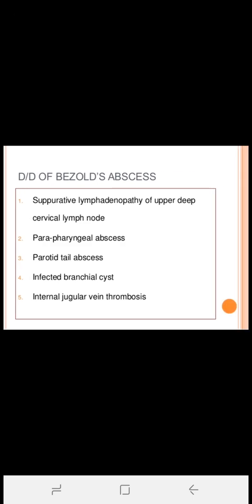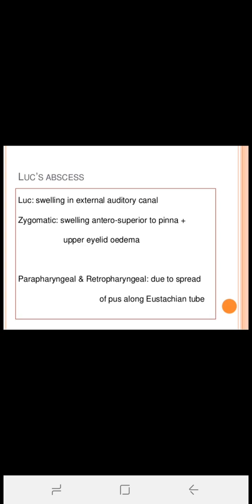Now, which are the differential diagnoses of the Bezold abscess? That is suppurative lymphadenopathy due to upper cervical lymph nodes. There can be parapharyngeal abscess, parotid tail abscess, infected branchial cyst, or internal jugular vein thrombosis. What is Luc's abscess? That is swelling in the external auditory canal. Zygomatic is the swelling anterosuperior to the pinna plus upper eyelid edema. And parapharyngeal and retropharyngeal are due to spread of pus along the eustachian tube.